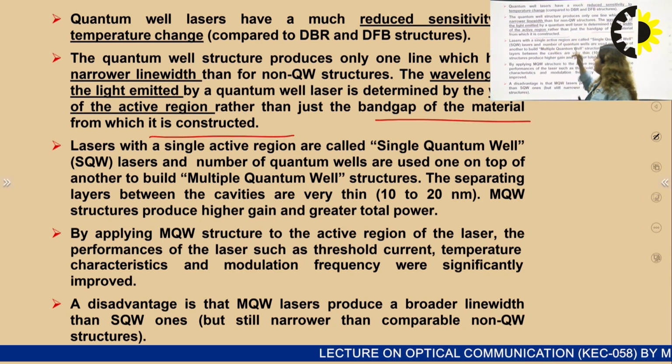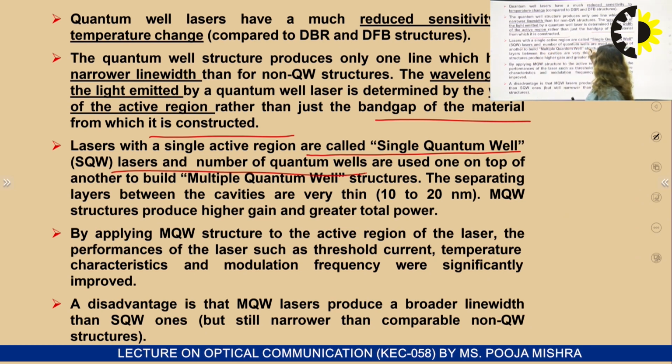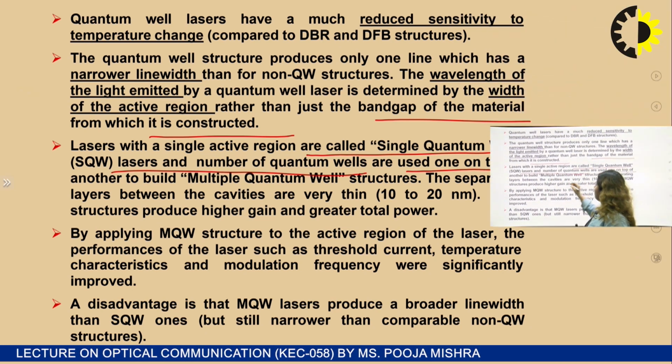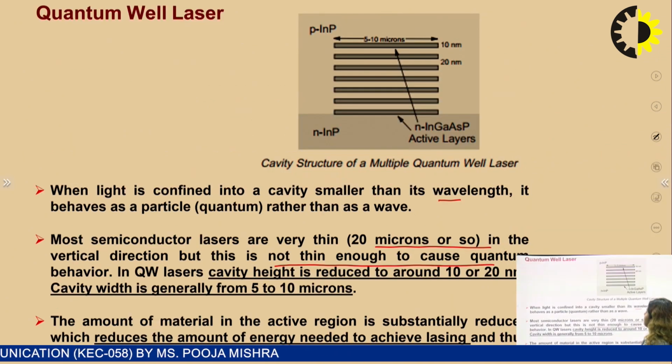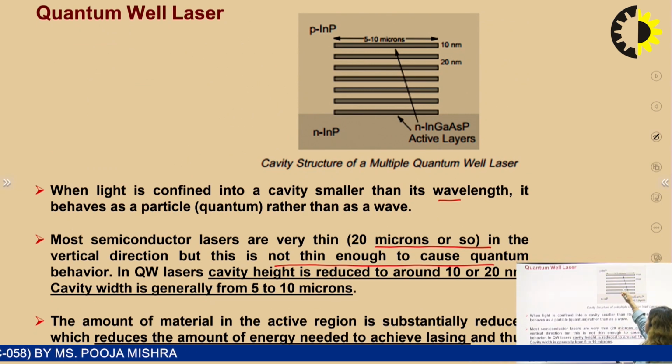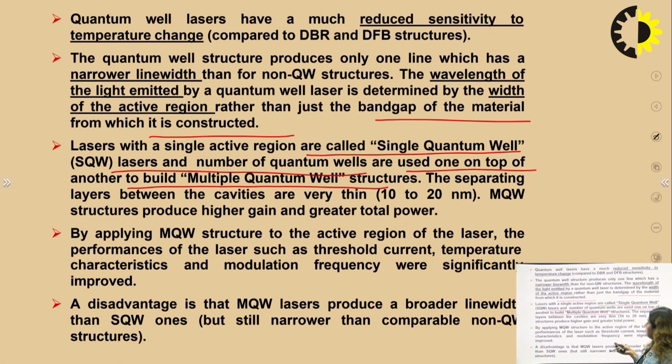This is an important point. Lasers with a single active region are called single quantum well lasers, and a number of quantum wells are used on top of each other to build a multiple quantum well structure. So we have already seen that multiple layers will be provided to make it more intense, so more light will be provided through these lasers. A disadvantage is that a multiple quantum well laser produces a broader line width than a single quantum well laser, but still narrower than all the other basic laser structures.